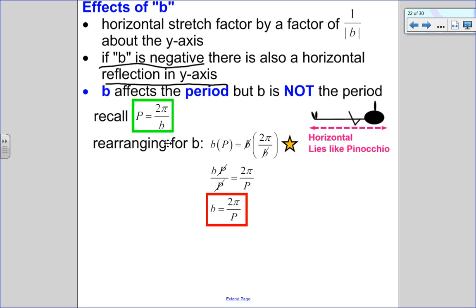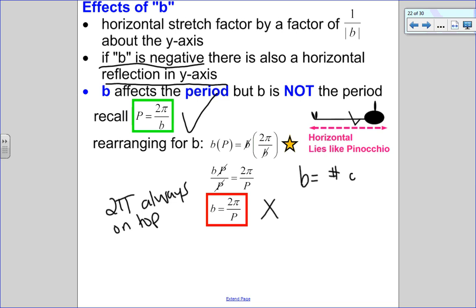If we want to look at what b really is, rearranging my formula, you can see that b is equal to 2 pi over the period. Now, this one is on the formula sheet. This one is not on the formula sheet, but it's really not that hard to remember. Just remember that 2 pi is always on top. So whether I'm solving for period or b, it's always on top. So if b is not the period, you might be thinking, well, what is b? b is actually equal to the number of cycles in 2 pi radians. What I mean by that is b tells me how many times this graph repeats itself in 2 pi radians.